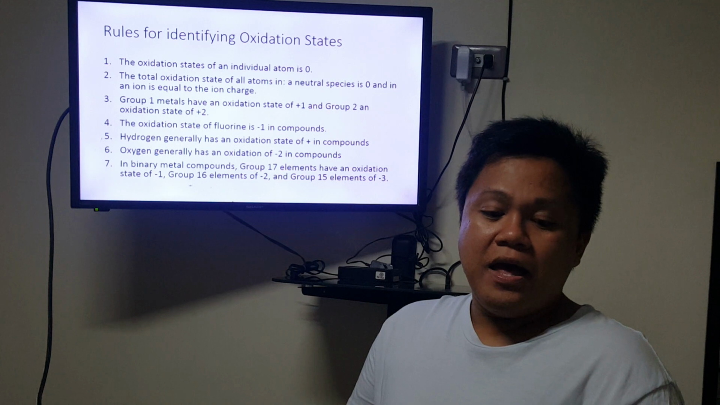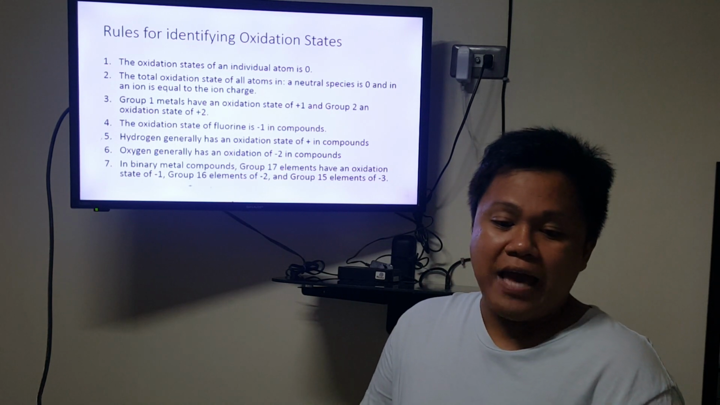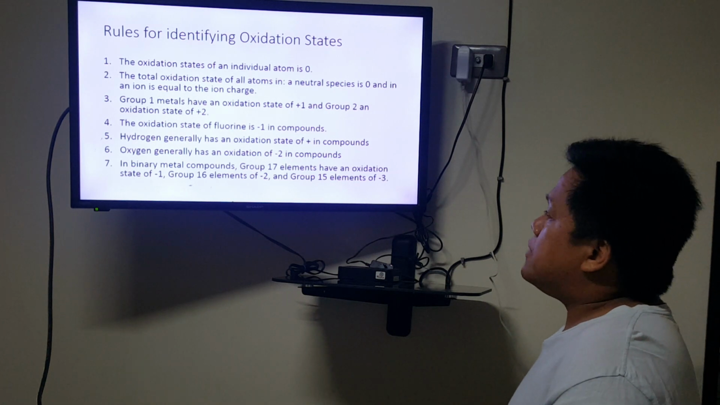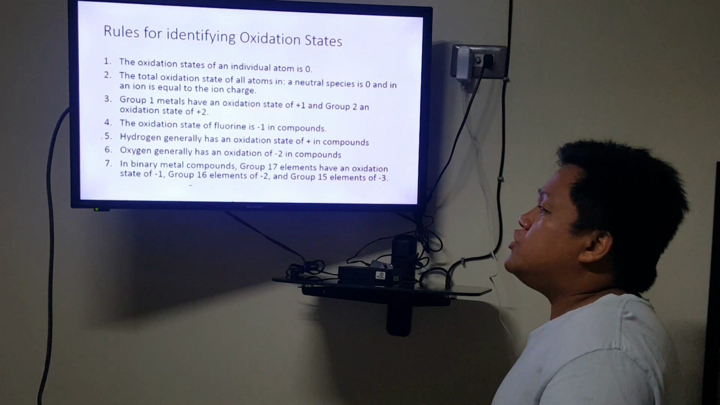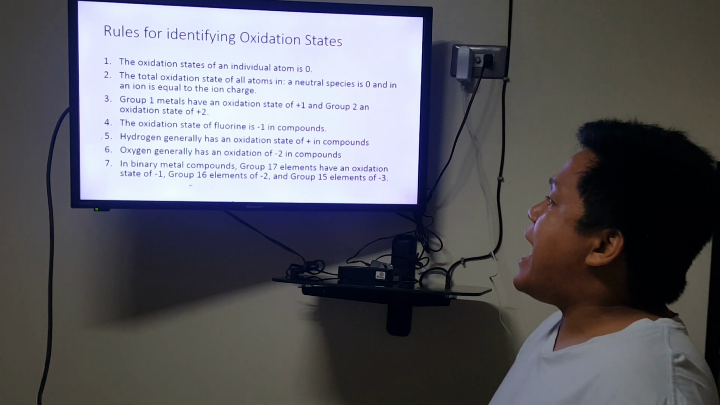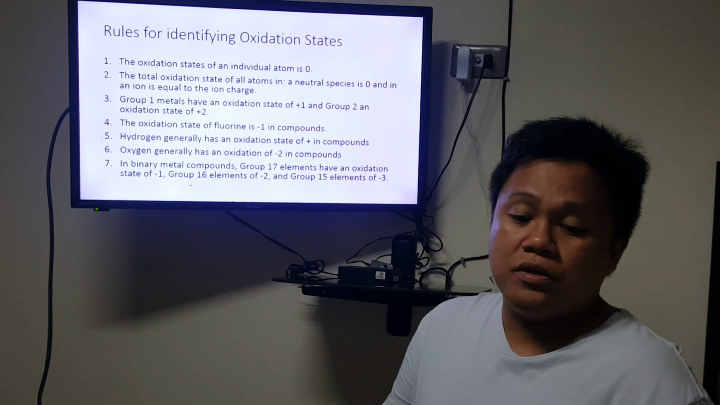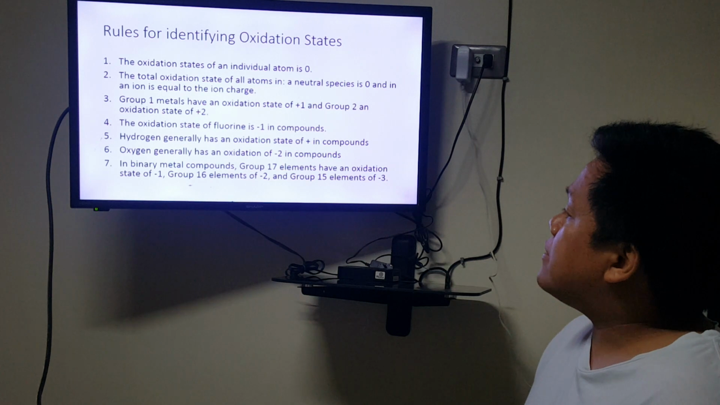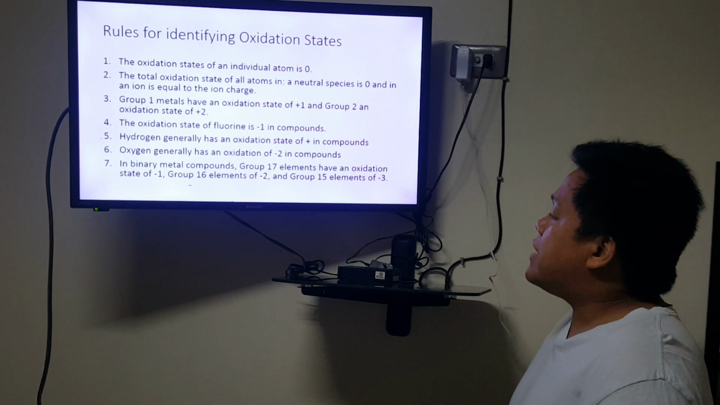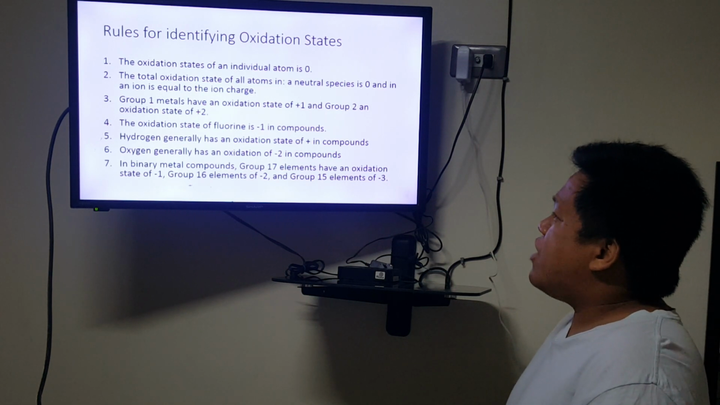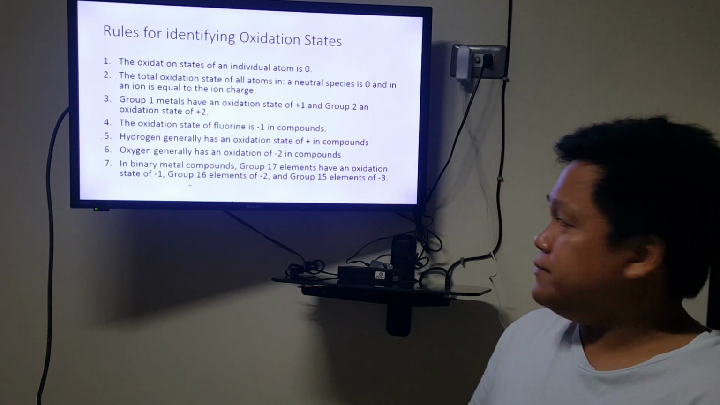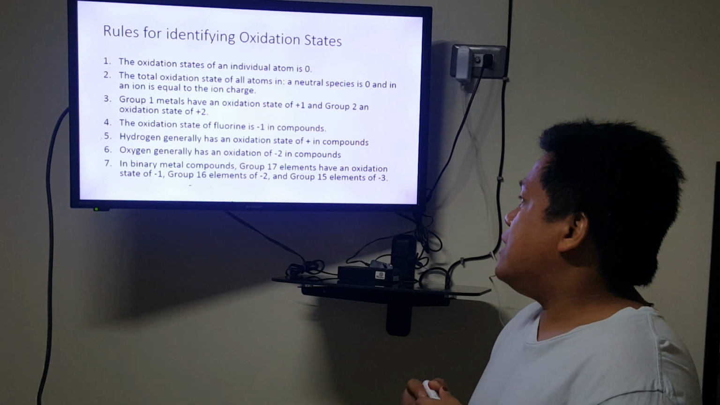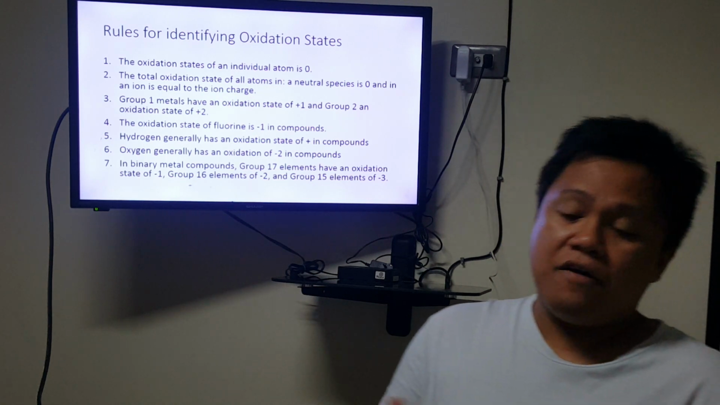Number 5, hydrogen generally has an oxidation state of +1 in compounds. Oxygen, number 6, generally has an oxidation state of -2 in compounds. Number 7, in binary metal compounds, group 17 elements have an oxidation state of -1, group 16 elements of -2, and group 15 elements of -3.